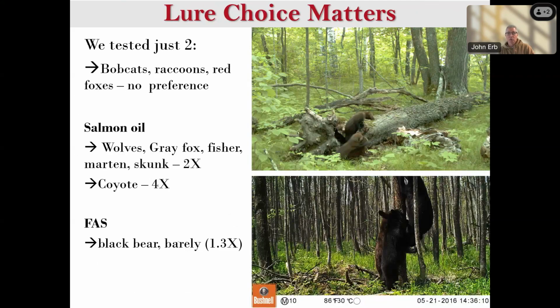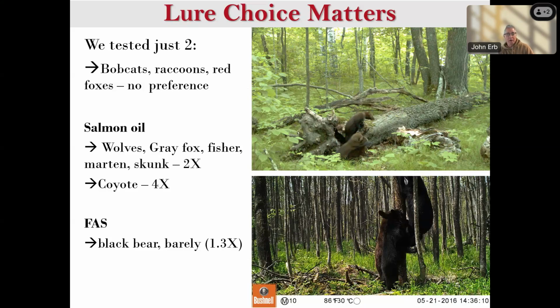And there's hundreds of lure choices. This is where you can just experiment if you want to try some. You can get stuff at the grocery store, vanilla oil, cherry oil. There are trapping supply dealers that sell lots of specialty lures. We tested just two, fish oil and something called fatty acid scent, something we use in another track survey we do for carnivores. What we found is that bobcats, raccoons, red foxes didn't matter which lure it was. They came to both equally.